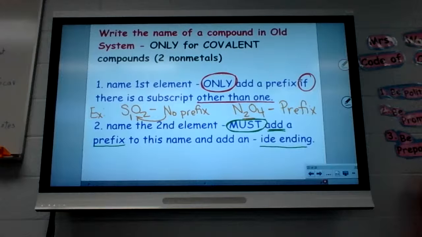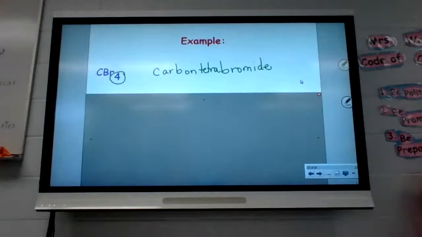We're getting ready to do one that's different. All right. But we don't care what carbon or bromine's oxidation number is. It's strictly about the subscripts. Yes. Is it all one word? There's a space between carbon and tetra. But tetra goes on bromide. All right. Everybody good?